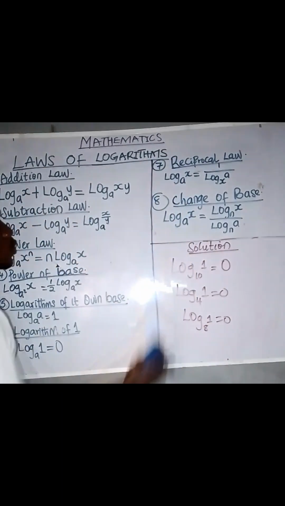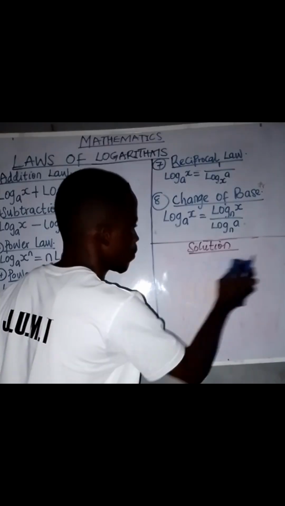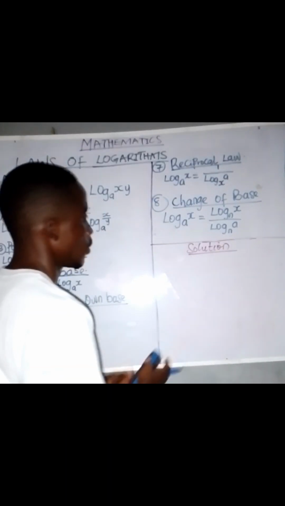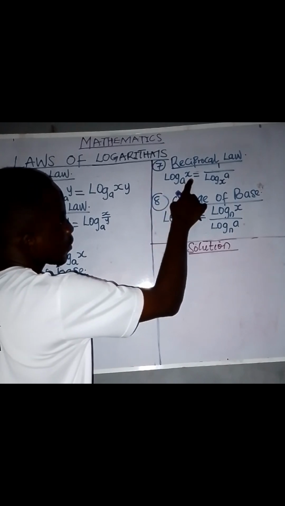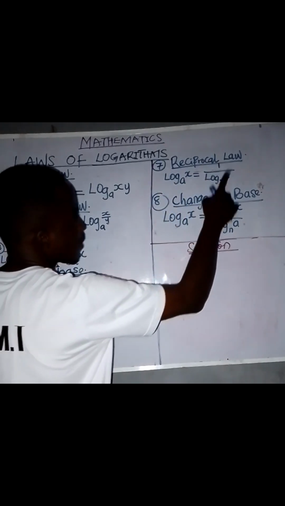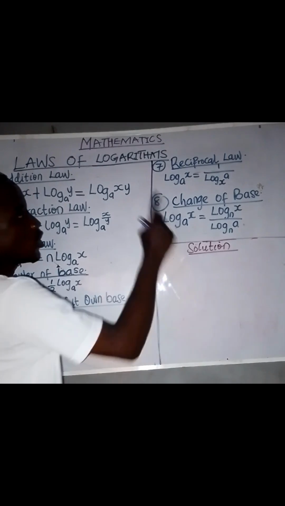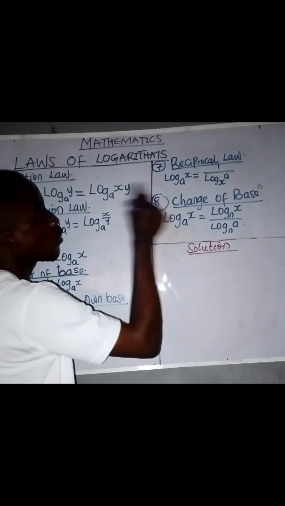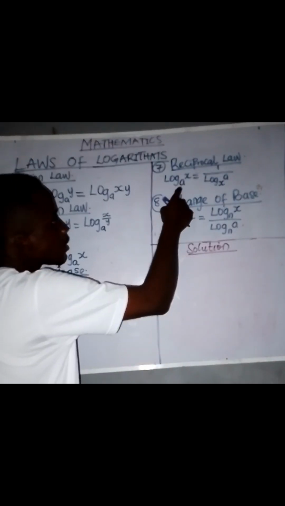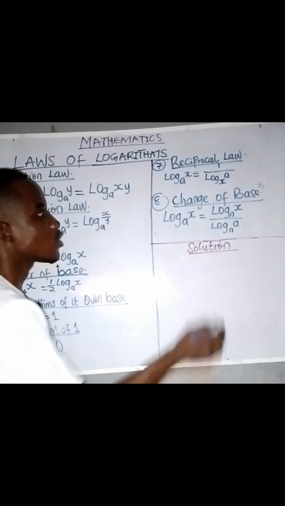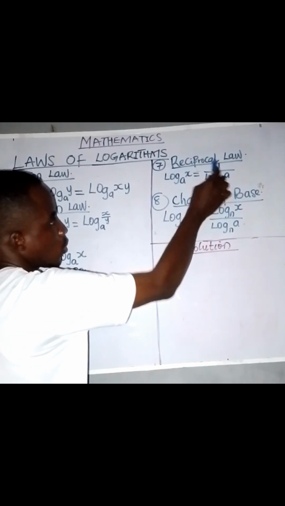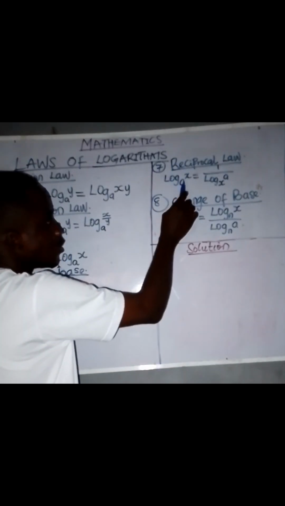So we move to the next one, which is the reciprocal law. Now the reciprocal law says log base a of x is equal to 1 over log base x of a. The reciprocal law says that as long as you have a reciprocal of a particular logarithm, the base and the number of the logarithm interchange position.